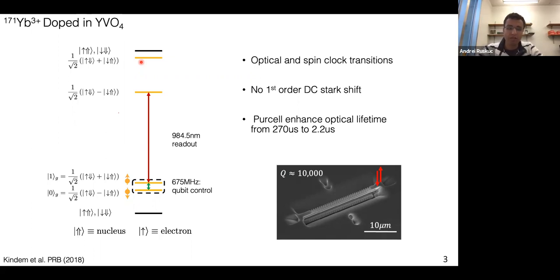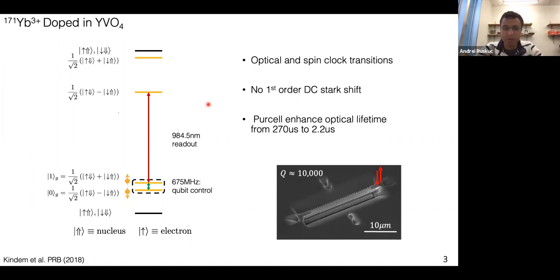In addition to that, the site in the crystal, which the ytterbium ion substitutes into because of its symmetry, leads to no first order DC Stark shift for the optical transition. And this means that these transitions are also first order insensitive to electric field fluctuations too. So this makes this platform robust to basically both the electric and magnetic field noise in the host crystal.